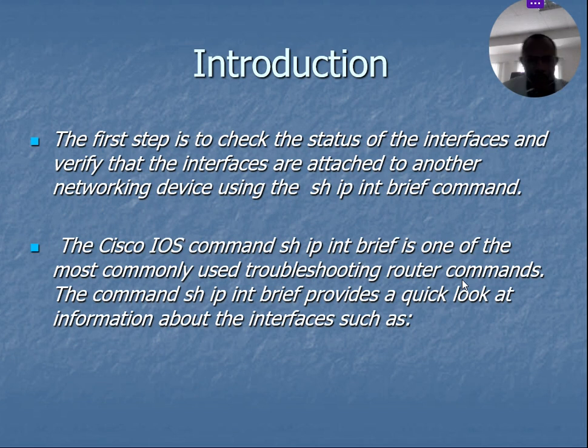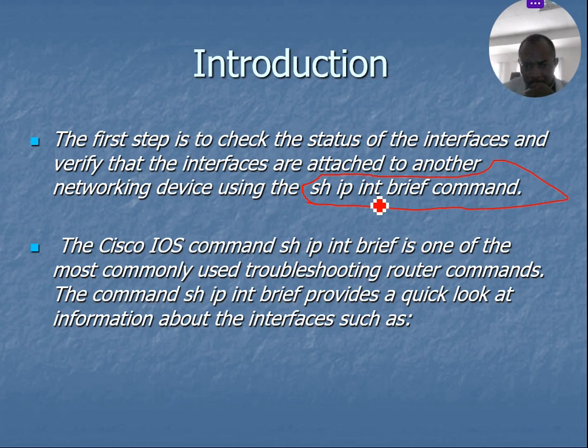The first thing we do is check the status of the interfaces and verify that the interfaces are okay and attached to other networking devices on the network. To do that, we just use the show ip interface brief command. Once you type this command, it will bring up all the interfaces that you have on the router, and whether they're up or down. All of this will be displayed.